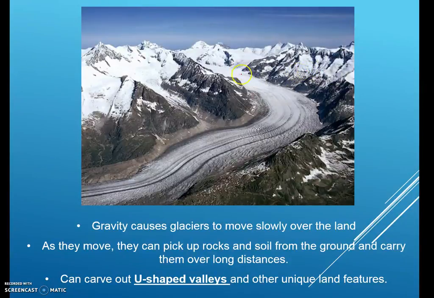Gravity is what pulls the glacier slowly down mountains and across the land. As the glaciers move, they can actually pick up rocks and soil and carry them for long distances. Whereas water creates more V-shaped valleys, usually glaciers are going to create these larger U-shaped valleys that we see right here.